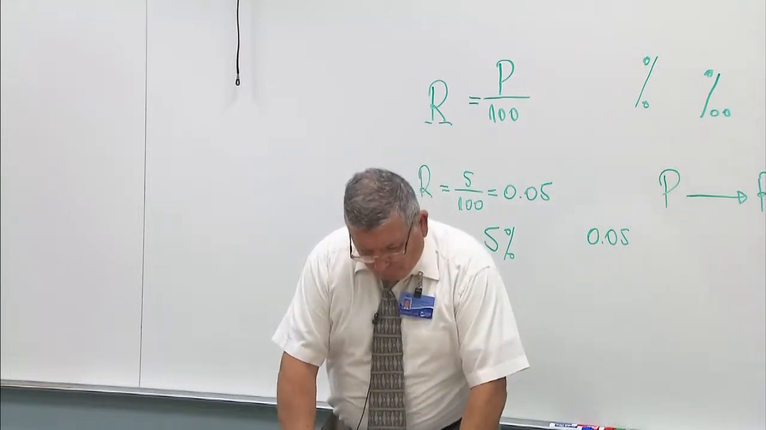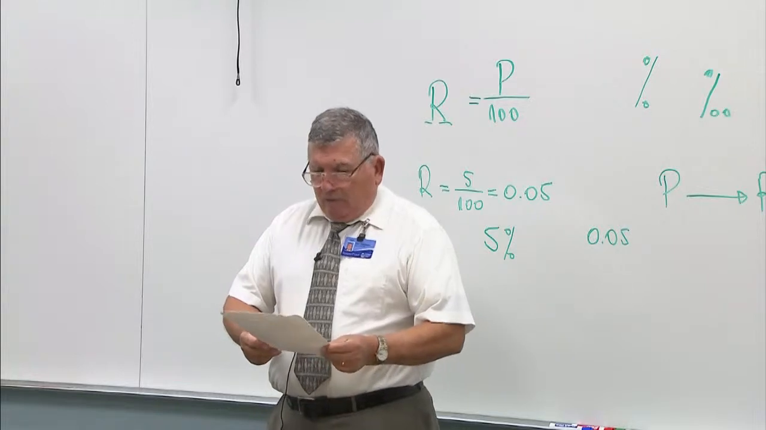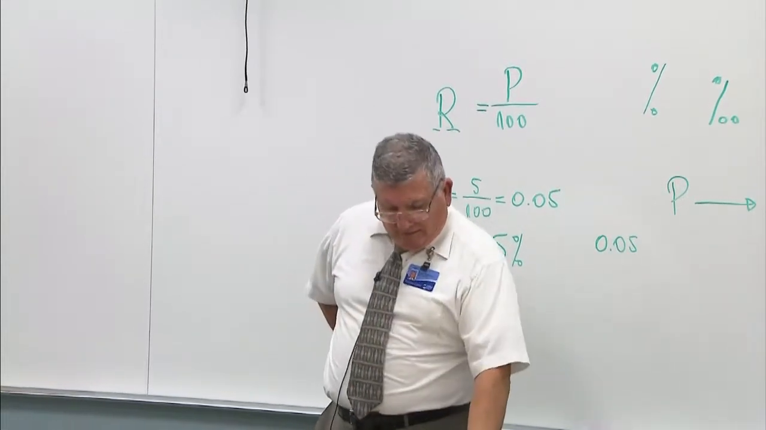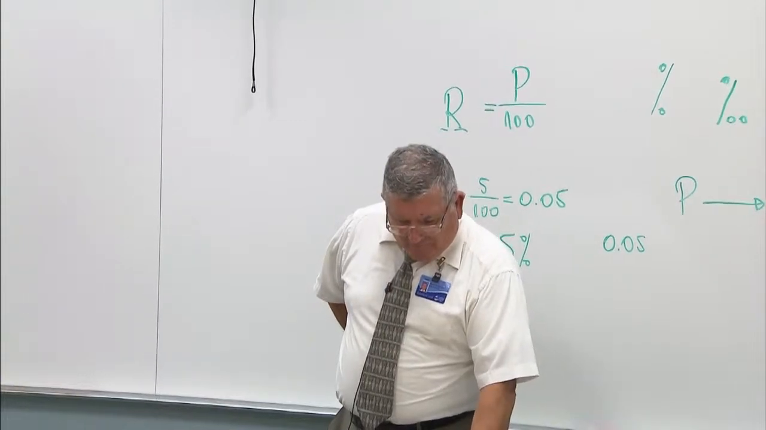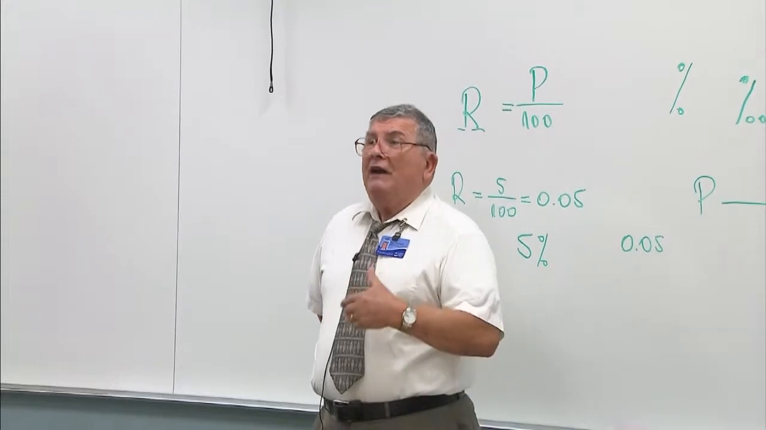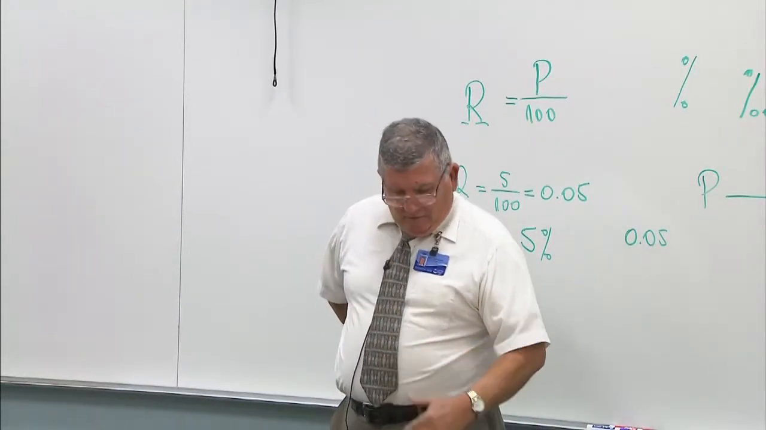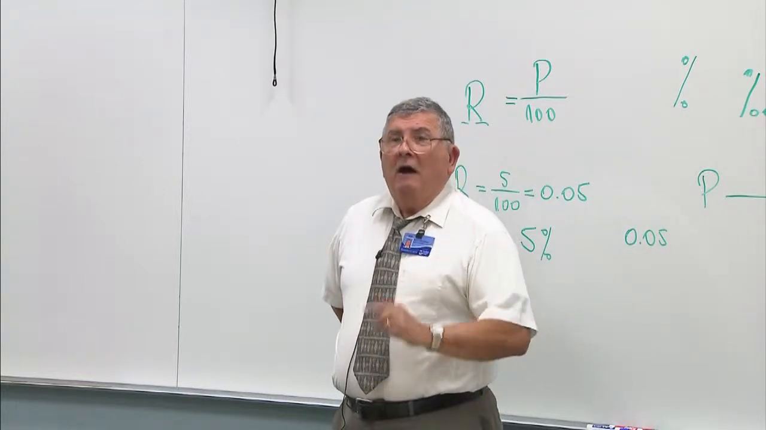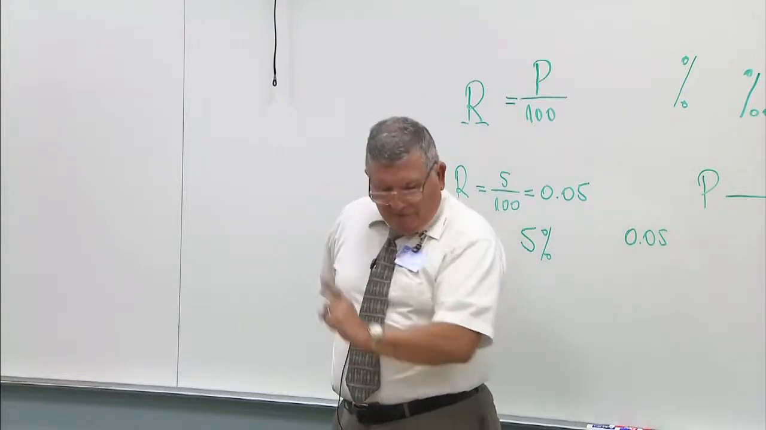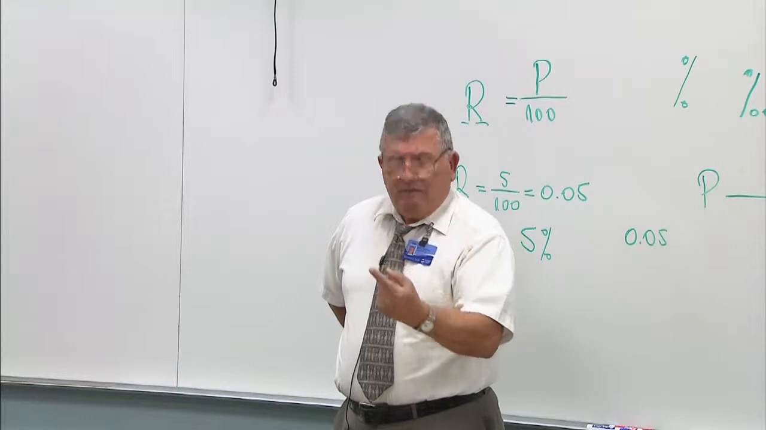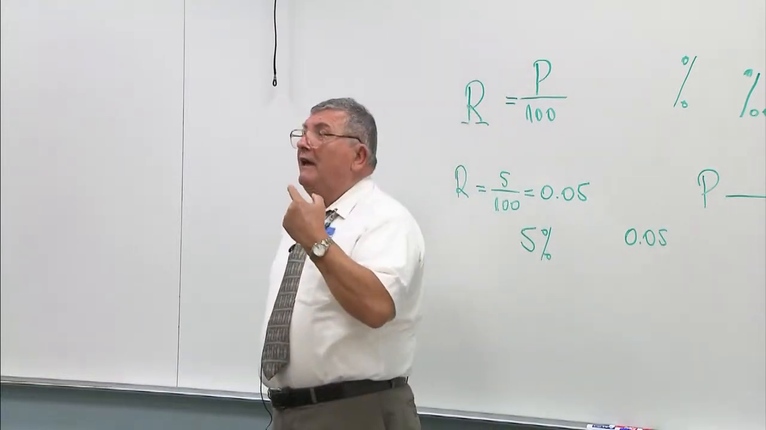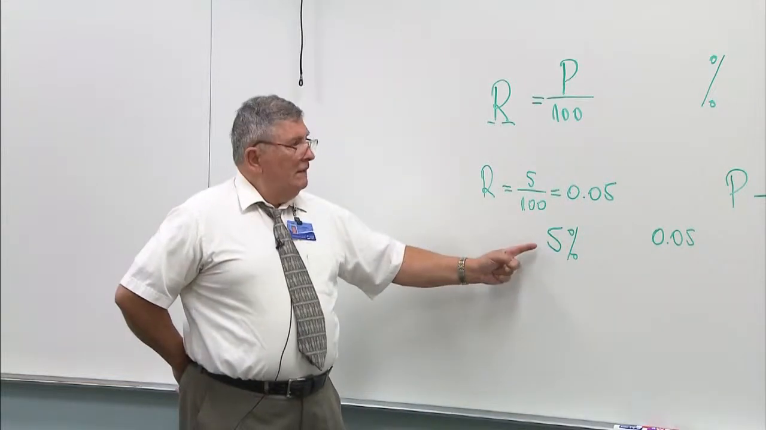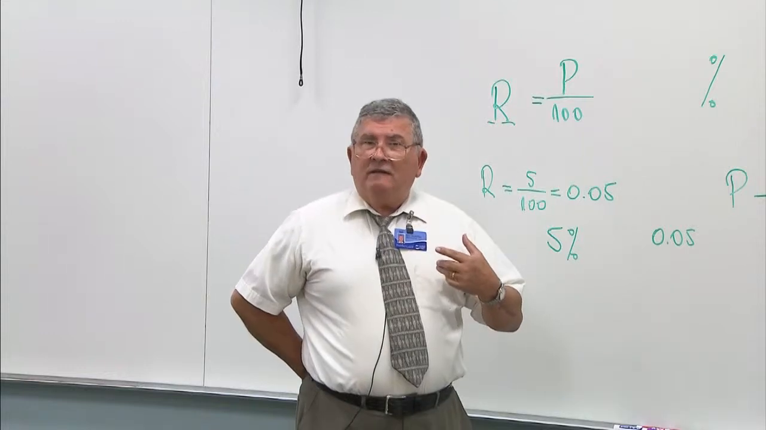So, it's like looking at 5% before dividing by 100 and after dividing by 100. Before dividing it by 100 it is a per 100, a percent. After it was divided by 100 it is no longer per 100, no longer percent, because the division was already done. And now it is per 1. So this means per 1, this means per 100.